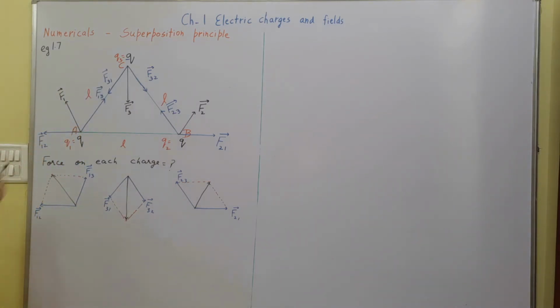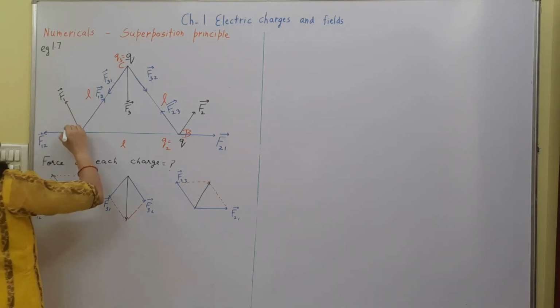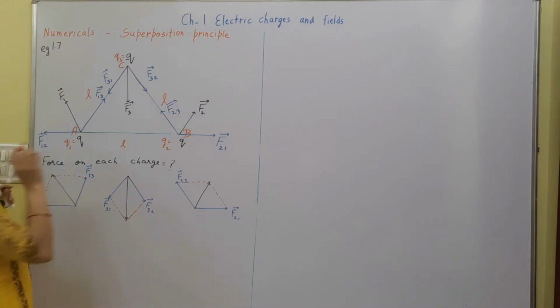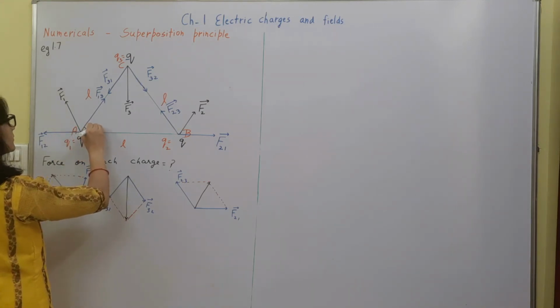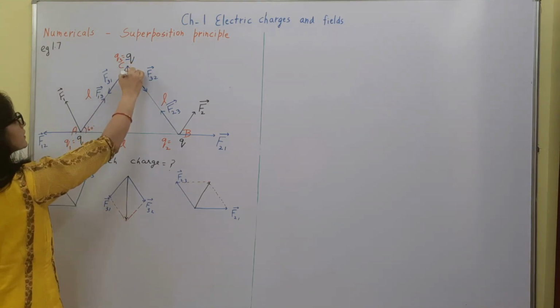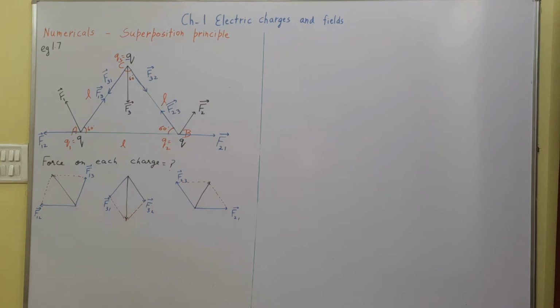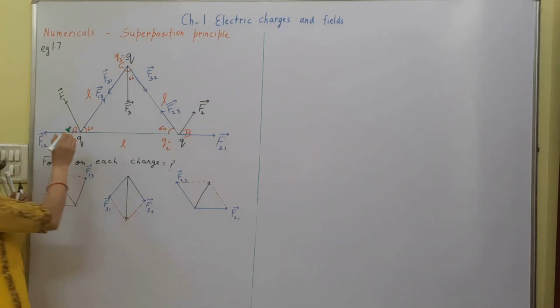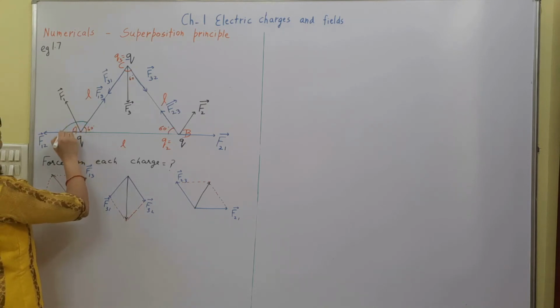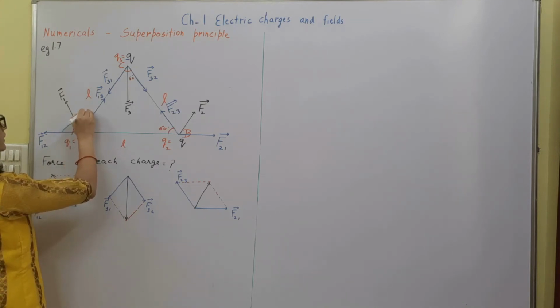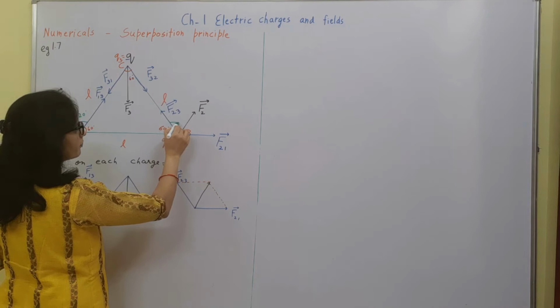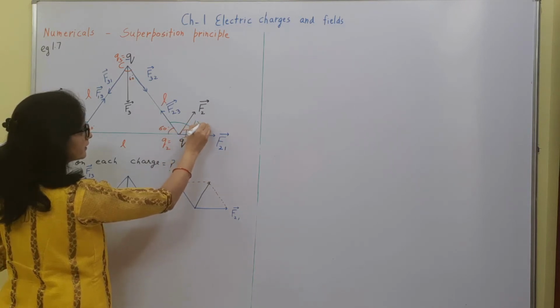Now for finding this resultant, what will be the angle? See, this is an equilateral triangle, so this is 60 degree, this is 60 degree, and this is also 60 degree. So what will be the remaining angle? The remaining angle will be 120 degree in this case and 120 degree in this case.